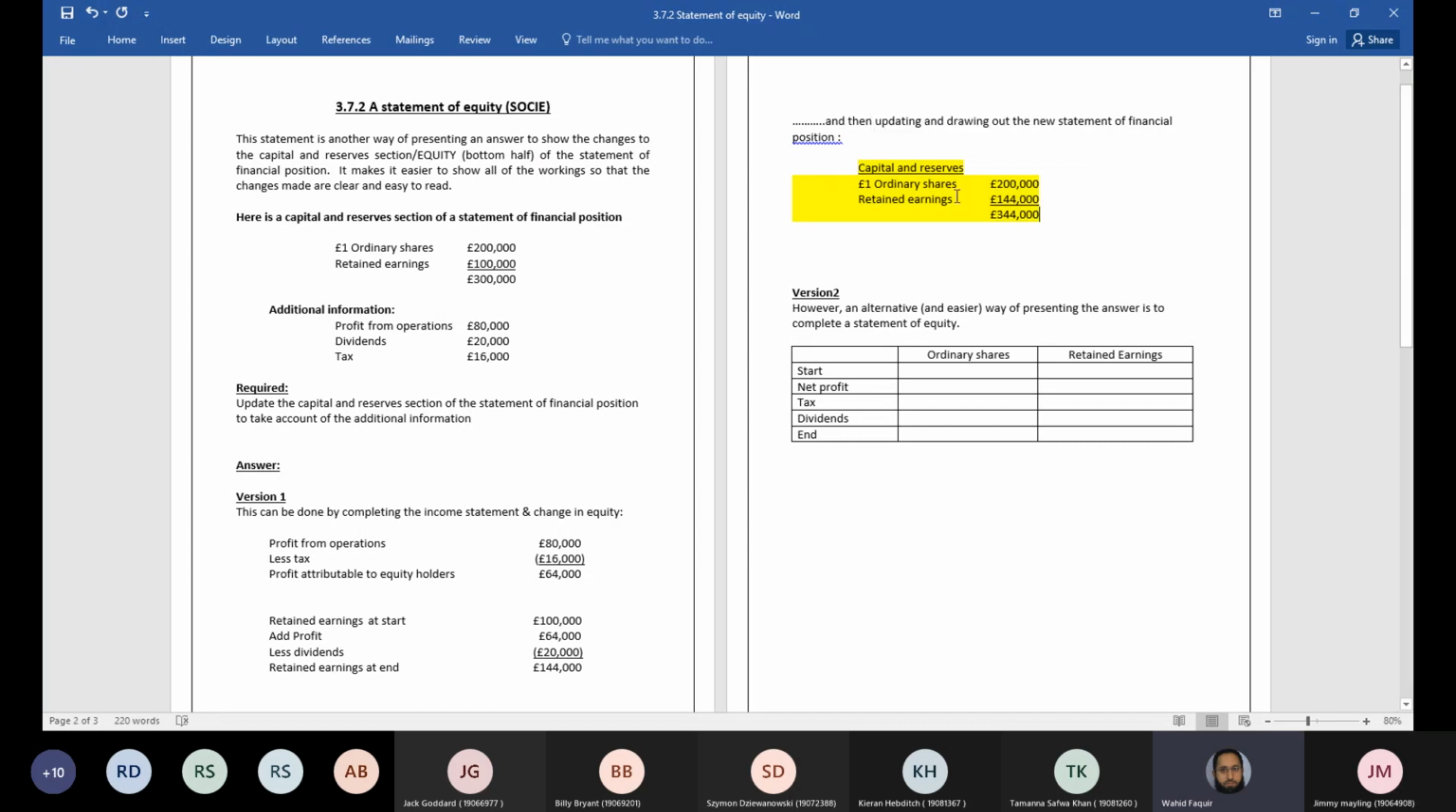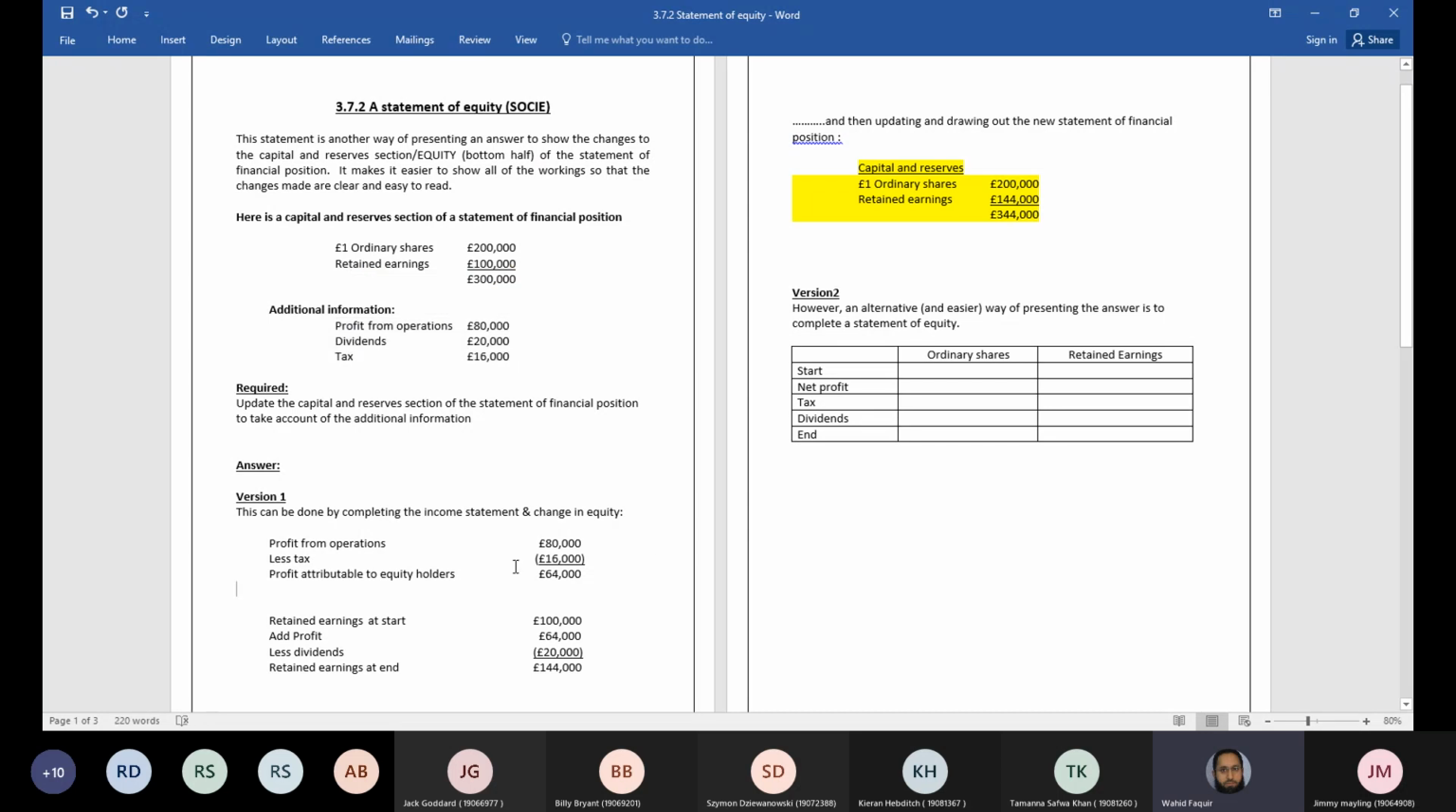Okay, highlighted in yellow, that's the answer. And these are the workings. First of all, you've got to work out if ordinary shares have changed. There is no mention of ordinary shares, no mention of additional shares being sold to shareholders, so that can be ignored. That means the only figure that's going to change is the retained earnings. In fact, all the information that's been provided relates to retained earnings.